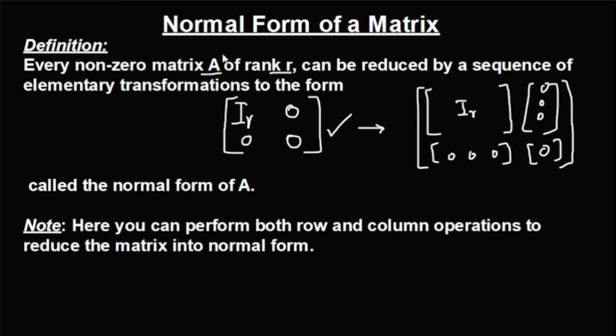So given any matrix A of rank R, it can be reduced to this form. What is IR? Identity matrix of order R. What is R? R is the rank of the given matrix A.